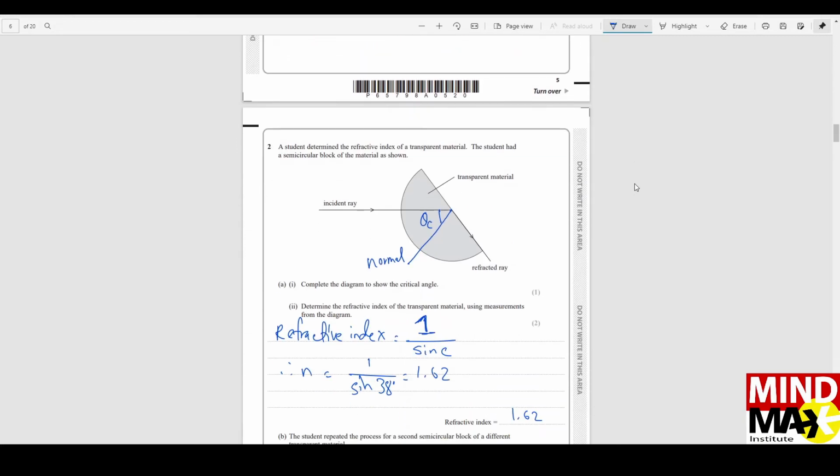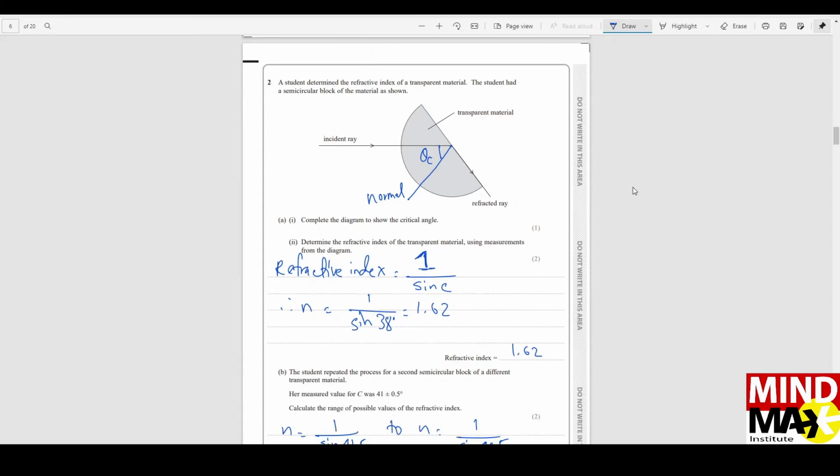Number 2, this is a basic critical angle question. So critical angle: whenever the incident ray is striking at exactly the critical angle, that is when the light will stay exactly on the surface. So this angle of incidence is equal to the critical angle, so we have to draw the normal to show the position of the critical angle.